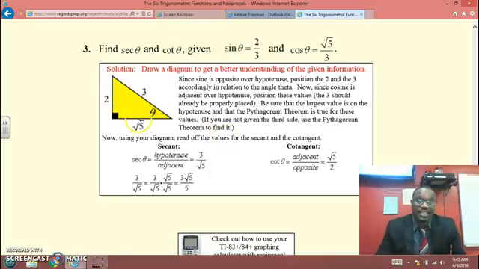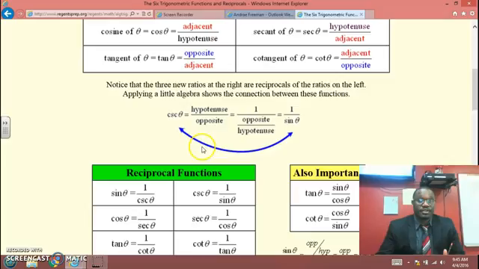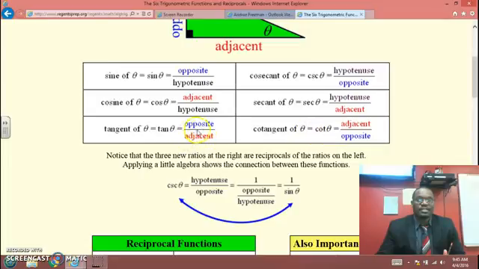The point is this. If you know the three sides and you know the ratios of sine, cosine, and tangent, what you need to remember is this up here. Cotangent is the reciprocal of tangent, secant is the reciprocal of cosine, and cosecant is the reciprocal of sine. These are the only relationships you need to remember, because what you'll have to do is simply take the reciprocal. These are what's important, and remember what goes with each one of them. That's basically how you will work this.